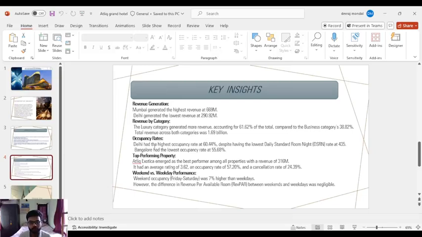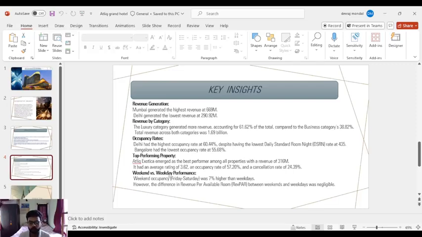On occupancy rates, Delhi had the highest occupancy rate at 60.44%, despite having the lowest daily BSRN rate, that is daily booked room night, at 435. Bangalore had the lowest occupancy rate at 55.68%. The top performing property is Atliq Exotica, which emerged as the best performer among all the properties with a revenue of 316 million. It had an average rating of 3.62, an occupancy rate of 57.20%, and a cancellation rate of 24.39%.